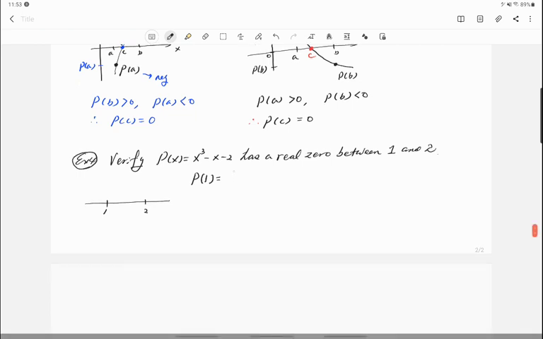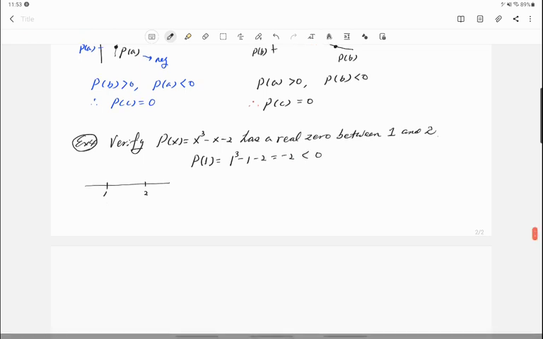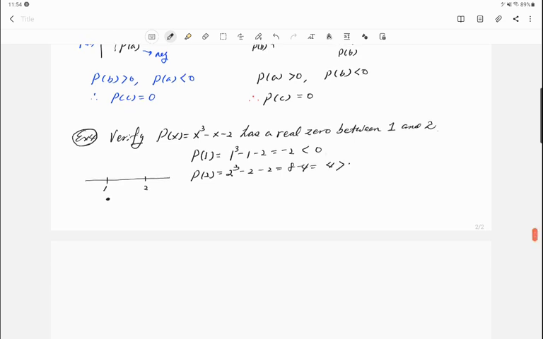So let's plug in P of 1. 1 cubed minus 1 minus 2 equals -2. So this is less than 0. Now P of 1 is less than 0, -2, and P of 2 is what? Probably this one is positive, so let's plug it in. 2 cubed minus 2 minus 2 is 8 minus 4, which is 4. That is greater than 0. So when x equals 2, y is 4. This is P of 2, and this is P of 1. So P of 1 is less than 0.